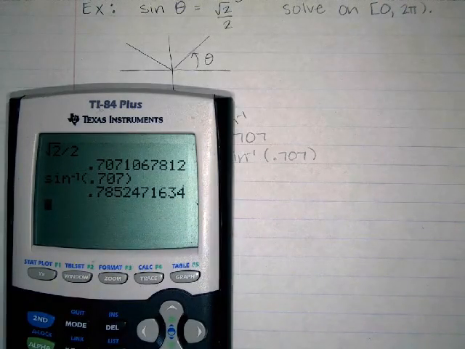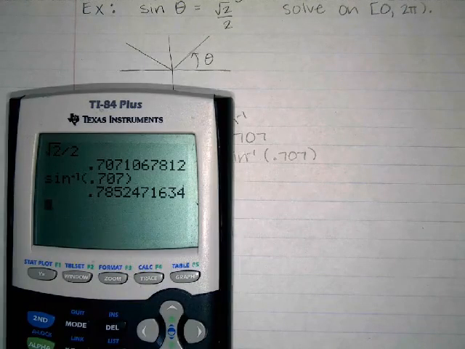There are two answers. So what I'm going to teach you today is, if the calculator gives you one answer, how do you find the second one? Does that make sense? Because there are always two answers. Always. But the calculator will never give you the second one. You have to understand how the math works so that you can find the second one.